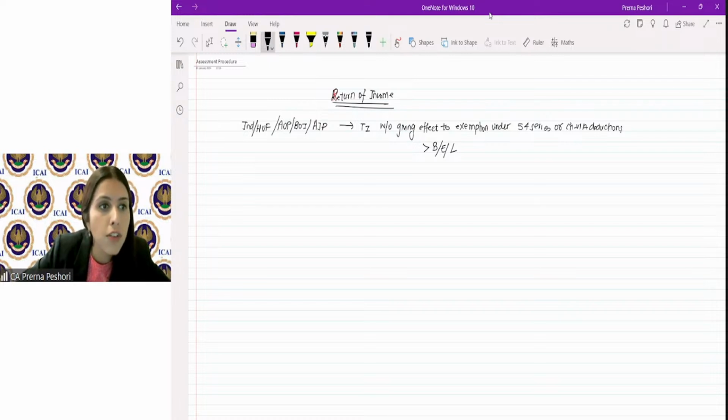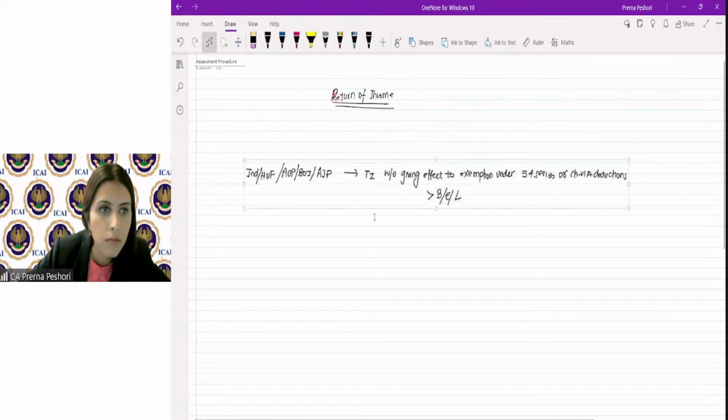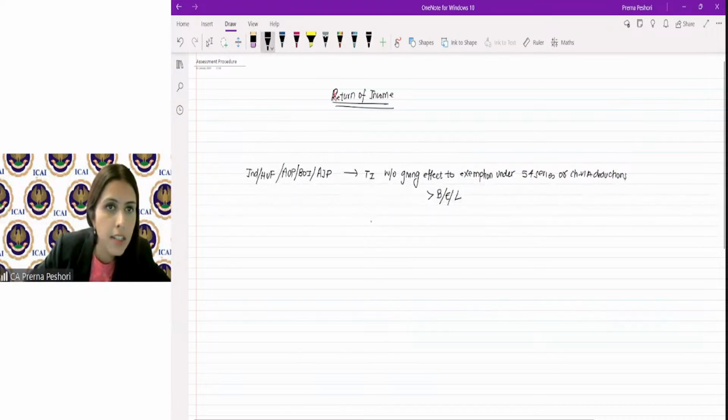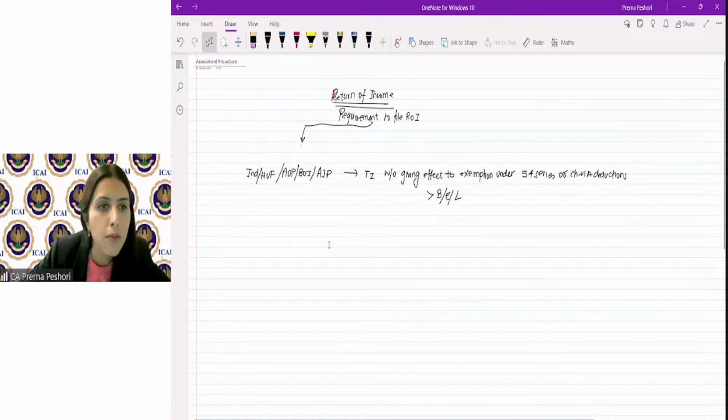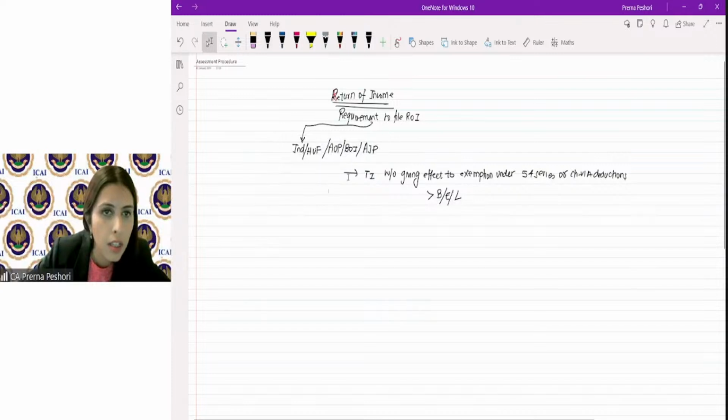Secondly, in the case of individual, let me make a chart for you so that it's easier for you to understand. You can write like this: requirement to file return of income. First, I am talking about the individual, HUF, AOP and BOI.